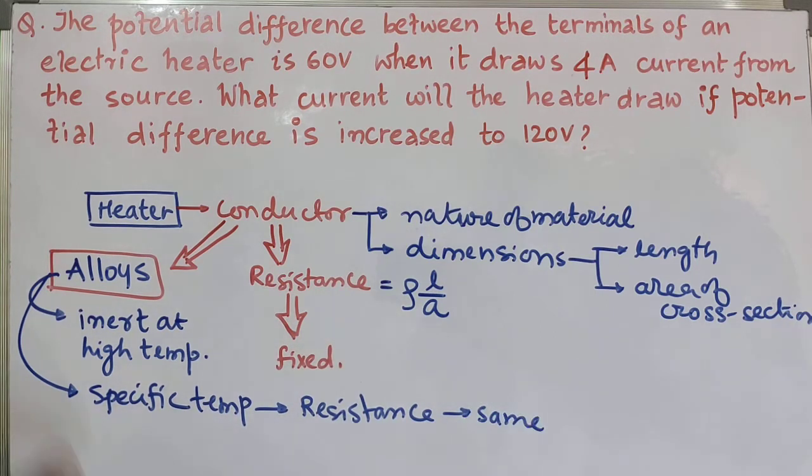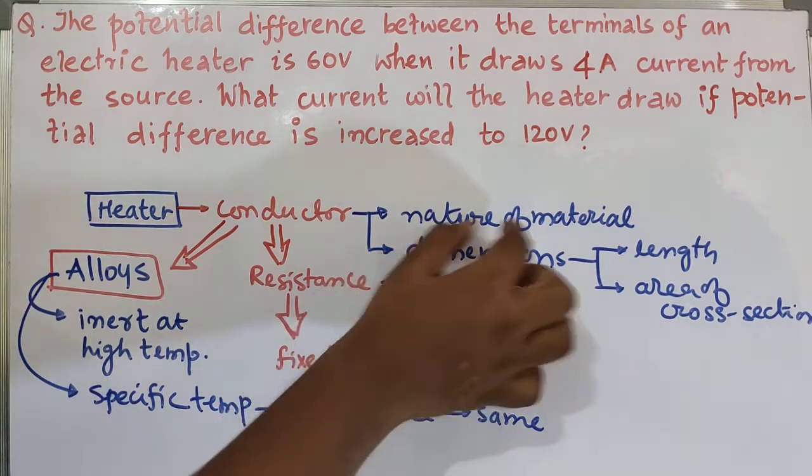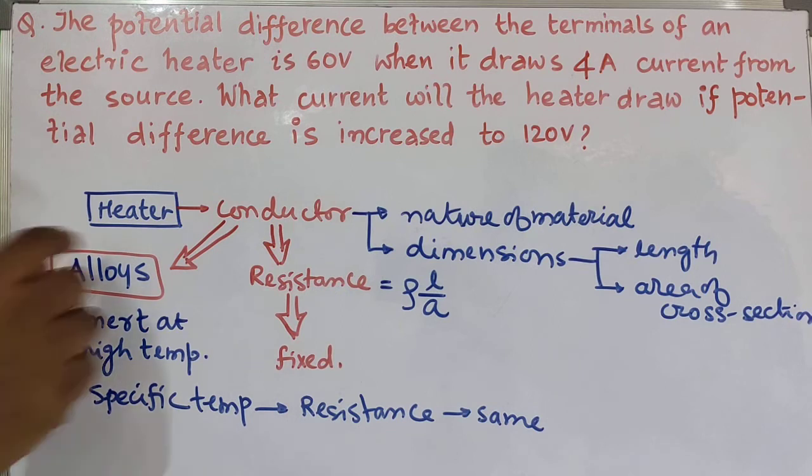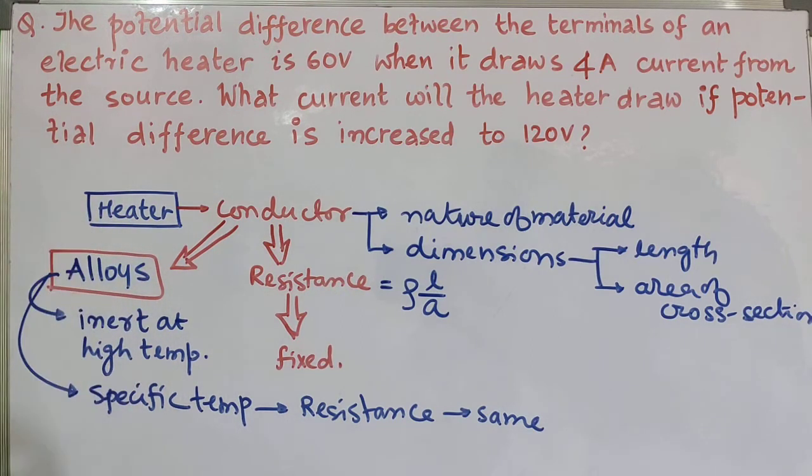In that temperature its resistance will remain the same. Actually it is assumed to remain the same. What actually happens is, as the temperature increases, the resistivity of materials increases, and because of that the resistance also increases. But for these alloys in that specific temperature, we assume that the resistance remains constant. So throughout this example, what is kept constant? Resistance is kept constant, right?